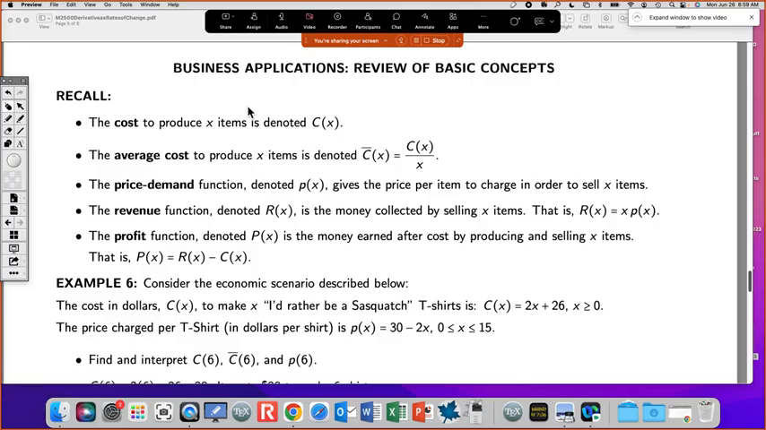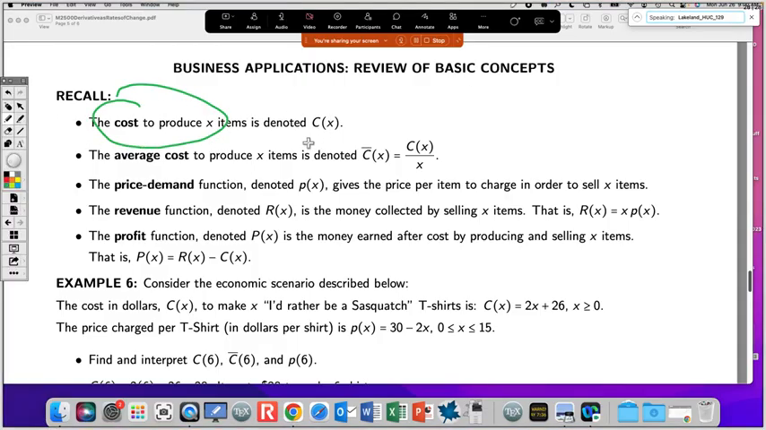Okay, the last half hour of class or so I want to spend talking about some business applications. A lot of times, especially in the algebra class, they like to do these business problems because it's something most people can relate to. So you may recall the concept of cost. The cost to produce x items is denoted by capital C of x. The average cost to produce x items is often called C bar of x.